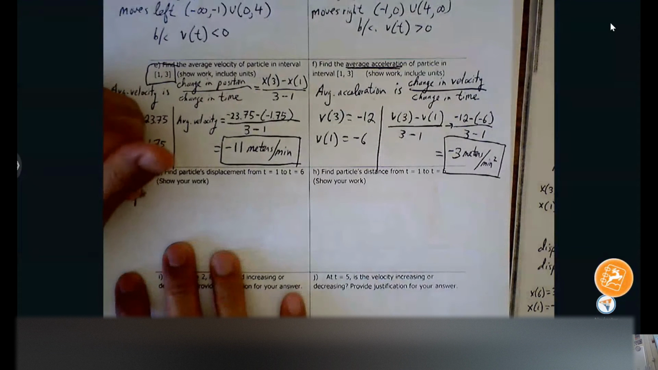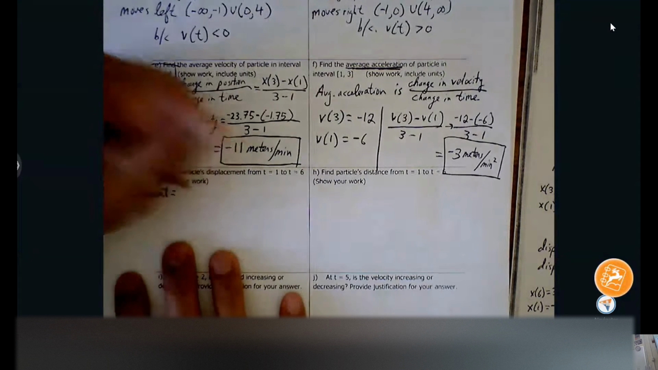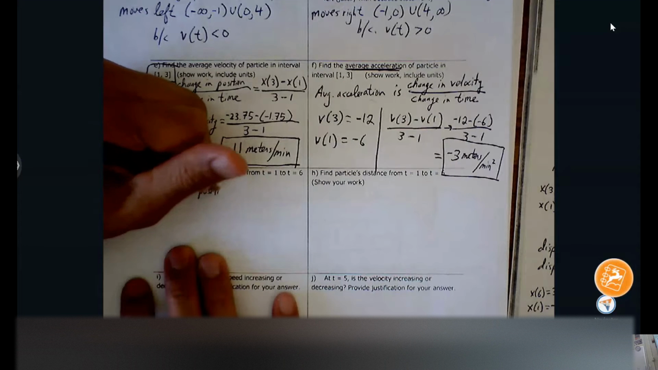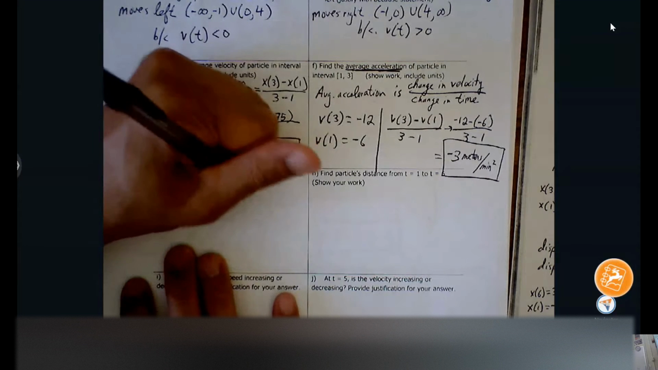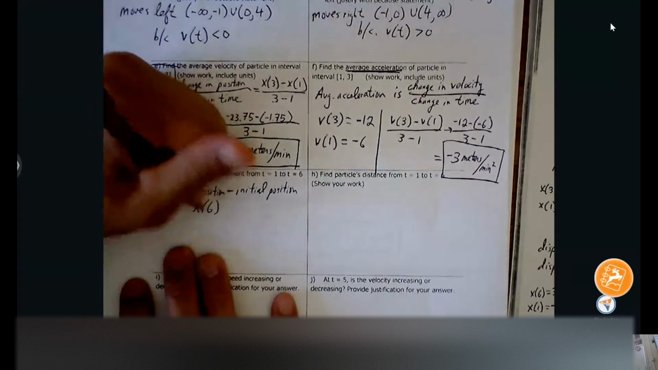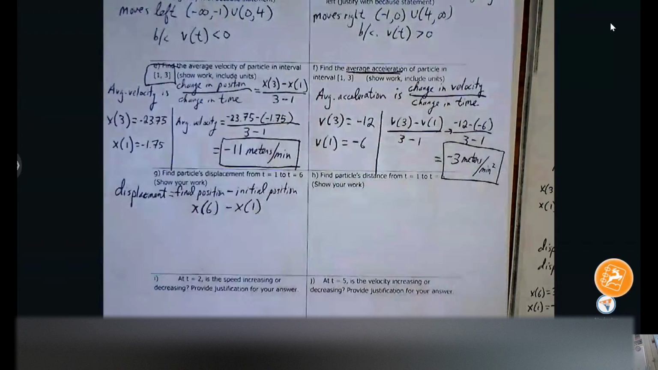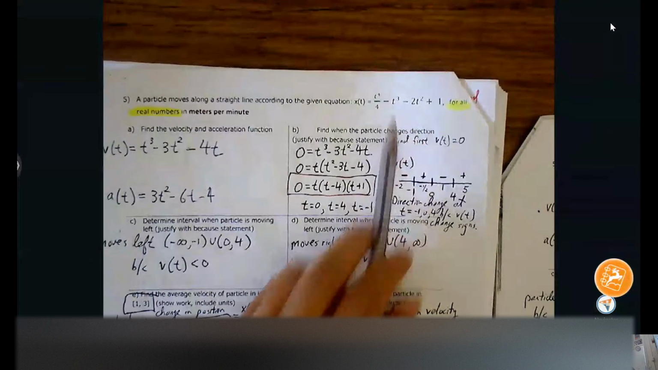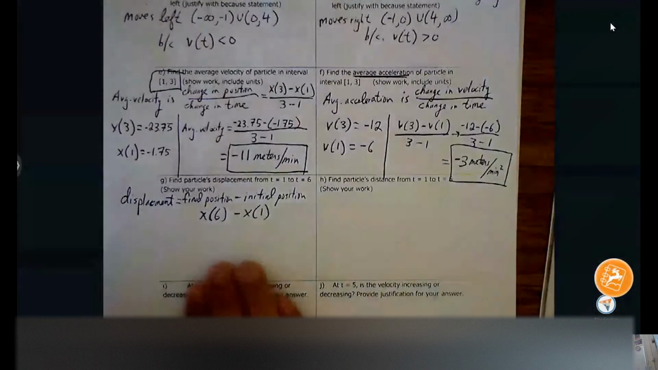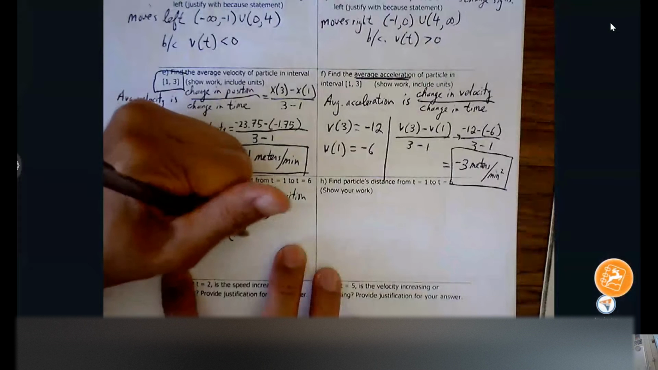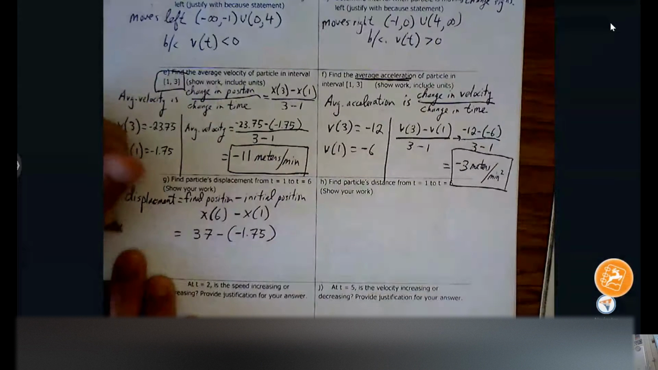Find the particle's displacement. So our formula for displacement is final position minus initial position. So x of 6 minus x of 1. So we can find the positions at 6 and 1 by going back to our original position function. So we get 37 minus negative 1.74. Okay, so those are what I found by plugging in the calculator.